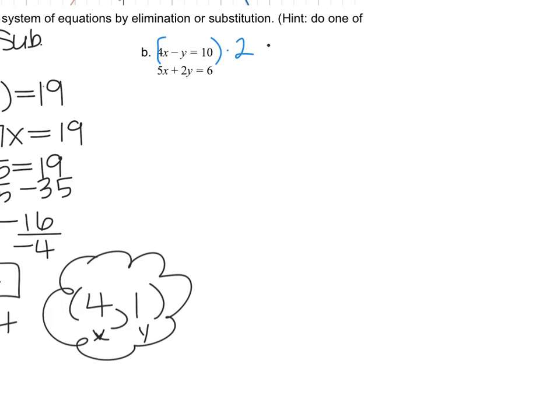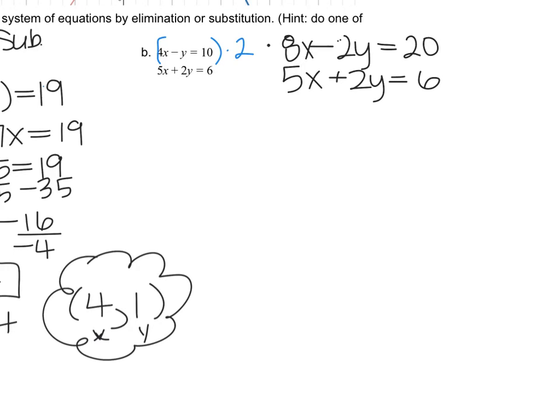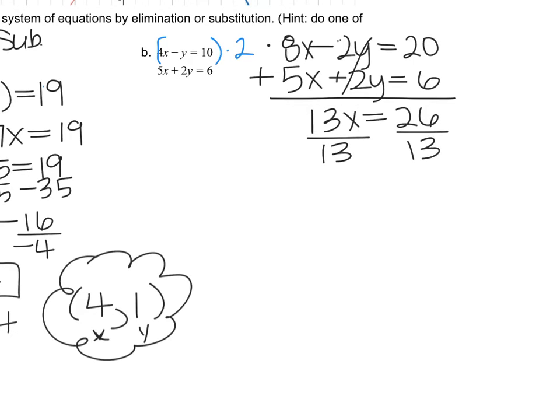So once I multiply the entire first equation by 2, we're going to end up with 8x minus 2y equals 20. Our second equation isn't going to change. It's going to stay 5x plus 2y equals 6. We are now going to add our two equations together. And the y's are going to cancel, and we end up with 13x equals 26. Divide both sides by 13, and we end up with x equals 2.